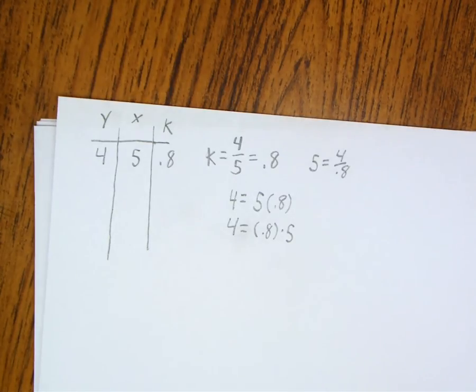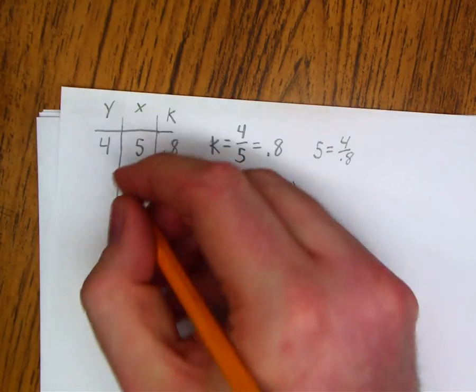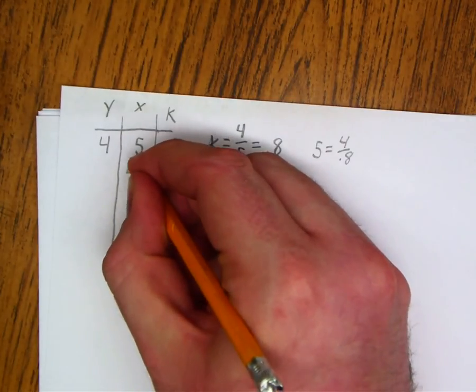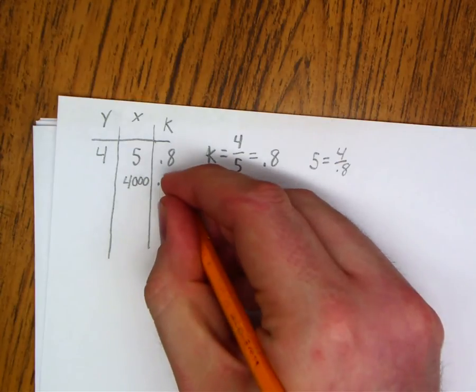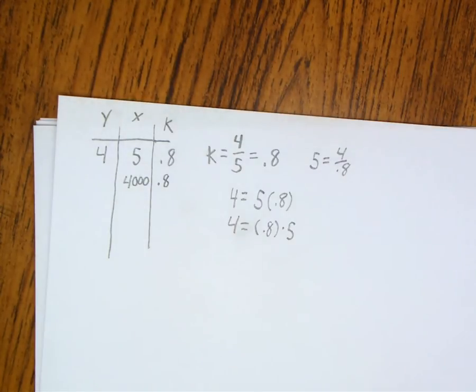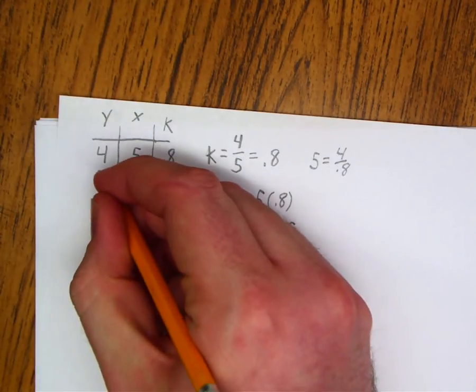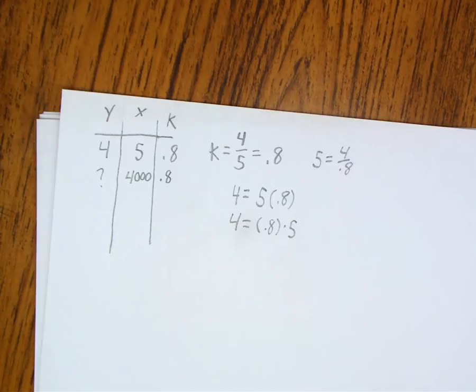And what you'll notice is we can make up these same fact families for any set of numbers. So say, for example, when we had 4,000, we knew from what we've been studying today that 0.8 still has to be our k value. And we didn't know what we wanted for our y. That's where our question mark popped up. So now let's rewrite our fact families and see if one of these is helpful for us.